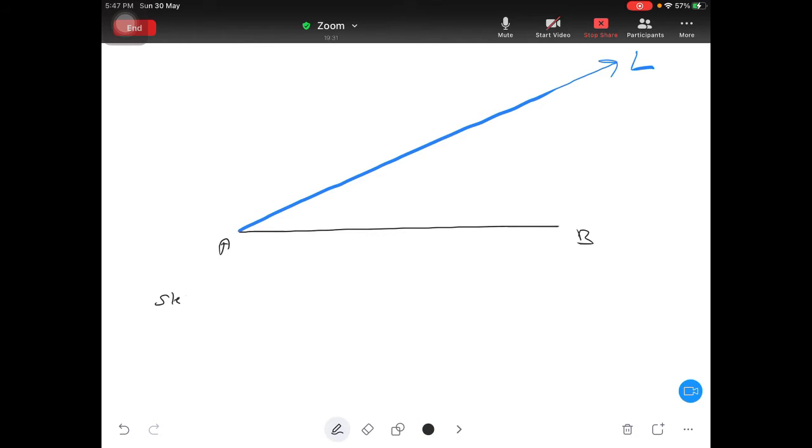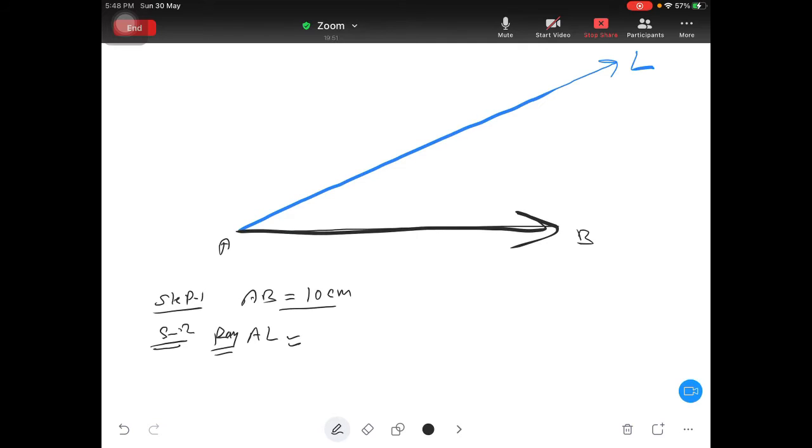So in step 1 you will draw AB as 10 centimeter. Then in step 2 you will draw ray AL, but this ray AL should not coincide with AB. I mean, you should not draw like this. You should not draw like this. Some other student can draw AL this side also, no problem.